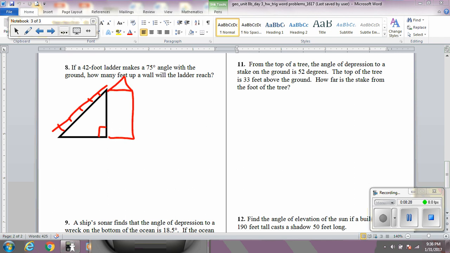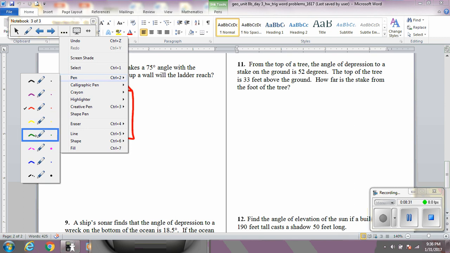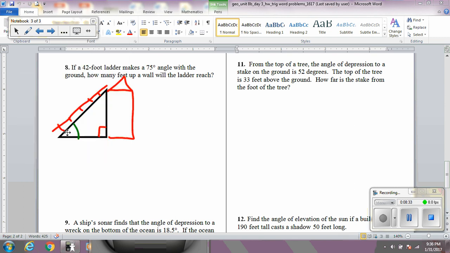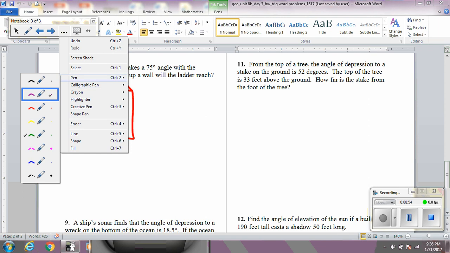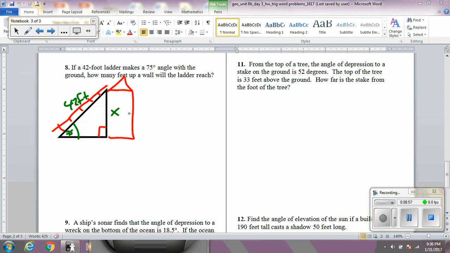So the ladder forms 75 degrees with the ground. So that's this angle right here, 75. The ladder is 42 feet long. So that's the hypotenuse, or the slant. Our job is to figure out how far up the wall it will reach. So this side would be x. Based on my reference angle, which is 75, I have opposite and hypotenuse, so that means I will use sine. So sine of 75 degrees equals opposite, which is x, over hypotenuse, which is 42.